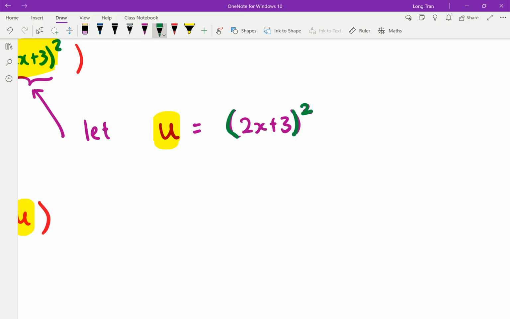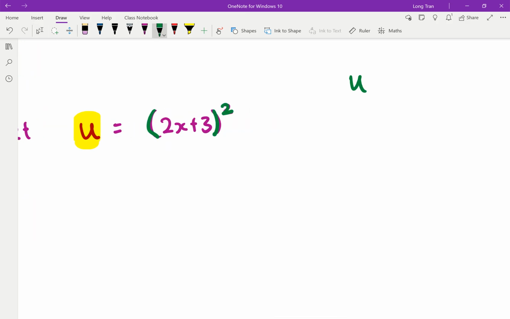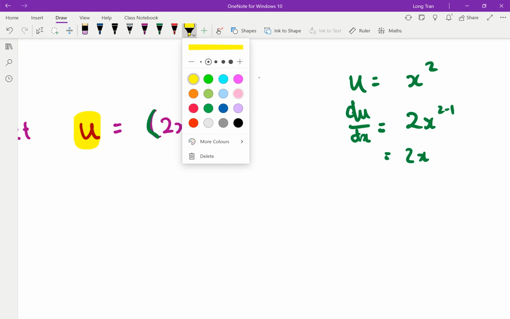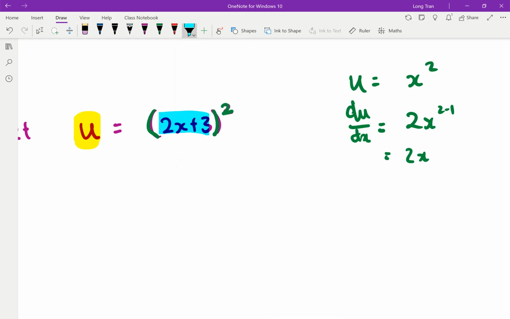If I gave you, as an example, u is equal to x squared, and I said find the derivative, you wouldn't have a problem. You would have just told me du/dx is equal to 2x to the power of 2 minus 1, and that just gives you 2x, right? You would have just used the power rule. The problem that you're currently having is the fact that it is 2x plus 3. That's the problem. So again, in this case, we're technically meant to introduce a third variable again.